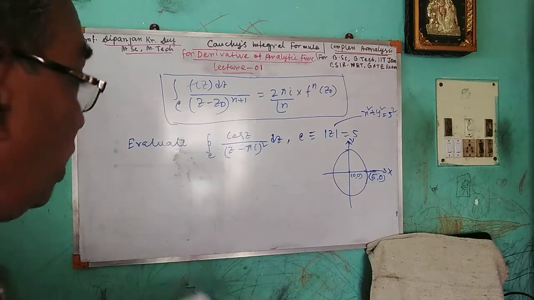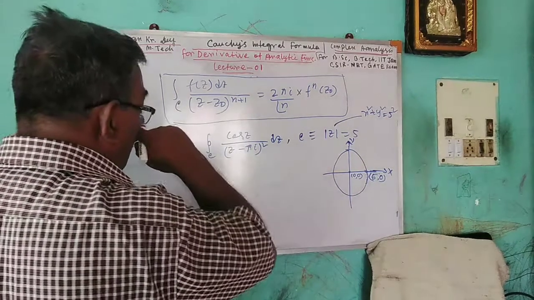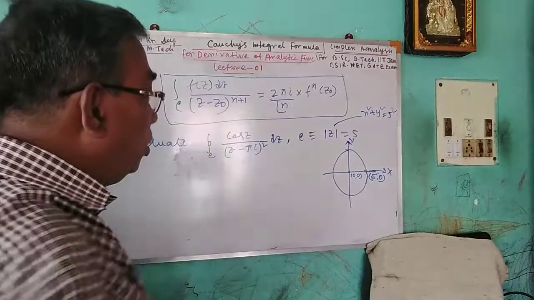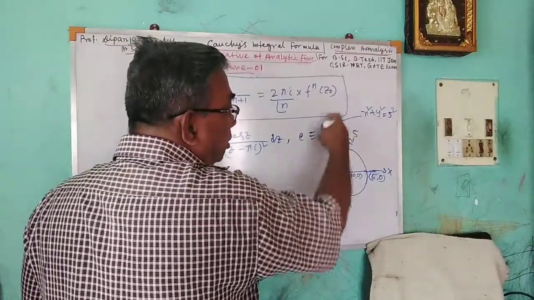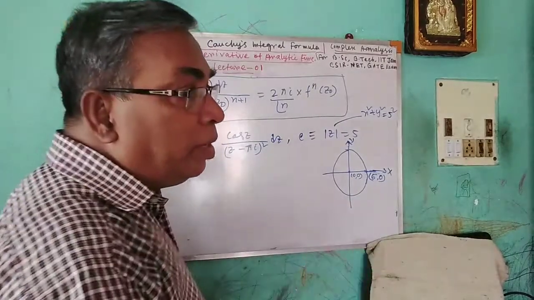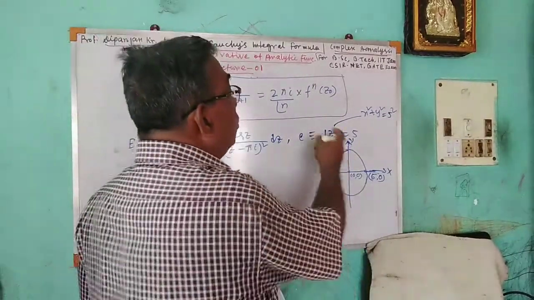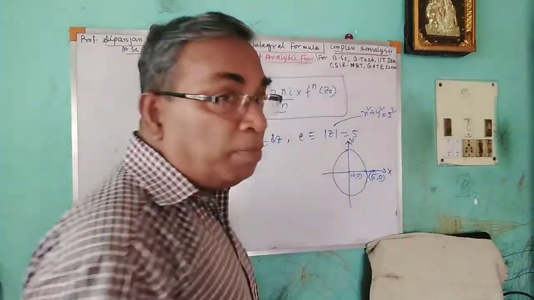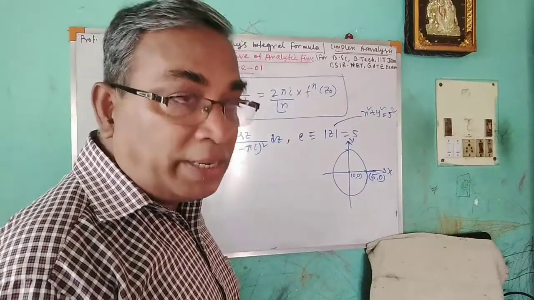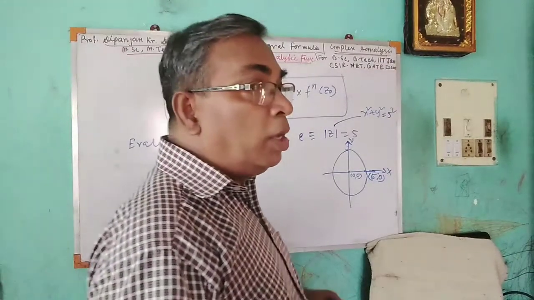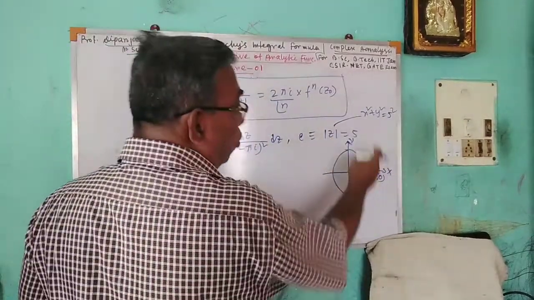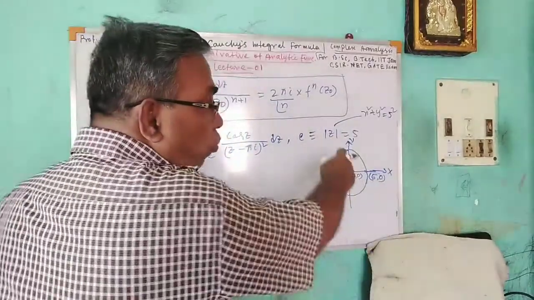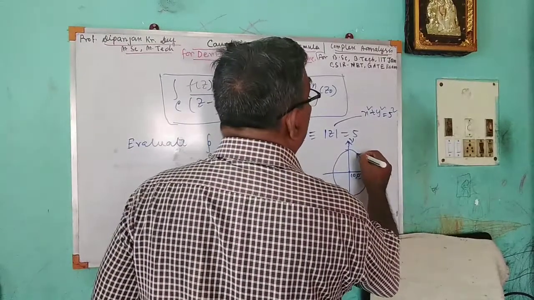Next part, what will you do? When this is given, it represents a closed curve. This closed curve may be a circle, may be a rectangle, may be a square. So you have to draw that first, using this you have to draw the closed curve. This is the contour, or you can say closed curve.